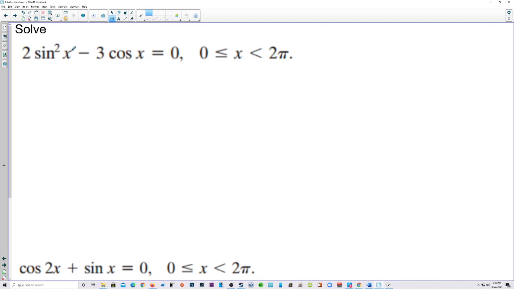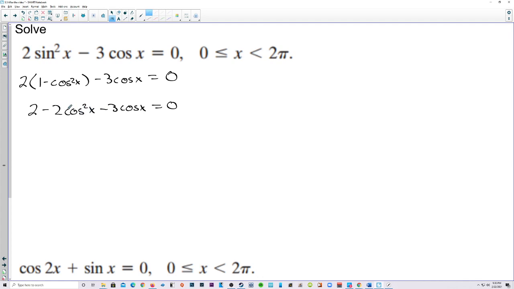Solve. Well, we've got to get a sine to a cosine or a cosine to a sine, and we can't really change cosine. We're going to have to change sine squared, and we can change sine squared to 1 minus cosine squared. Minus 3 cosine of x is equal to 0. Let's distribute the 2. 2 minus 2 cosine squared x minus 3 cosine of x is equal to 0.